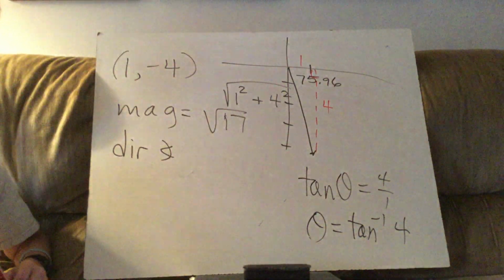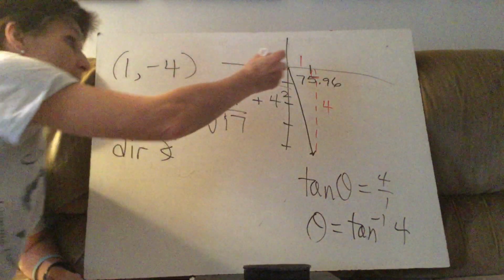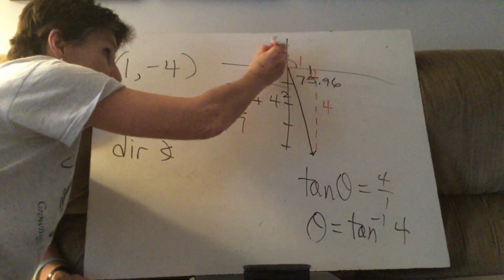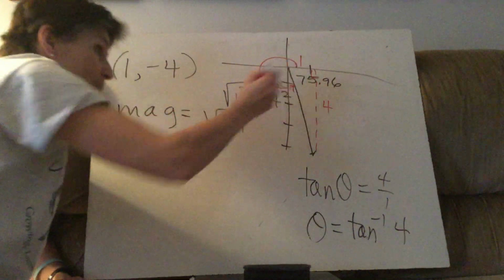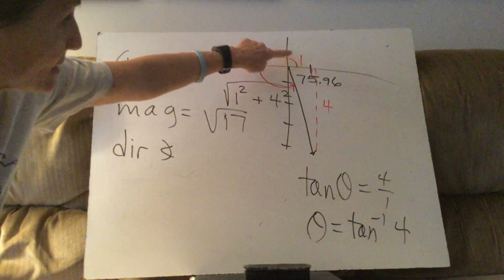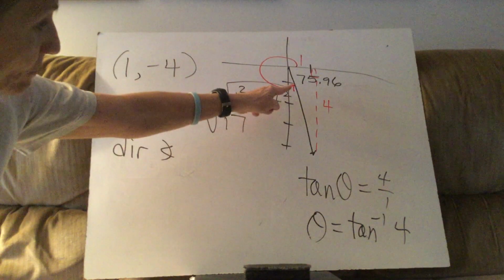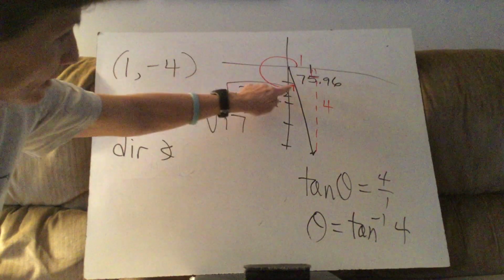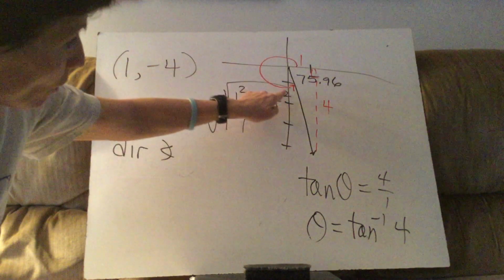But that is not the answer to the question. The answer to the question is this angle. You always start on the positive x-axis and come up and around until you get to your angle. So here I am, there's my vector. So I'm going to come all the way around to here.